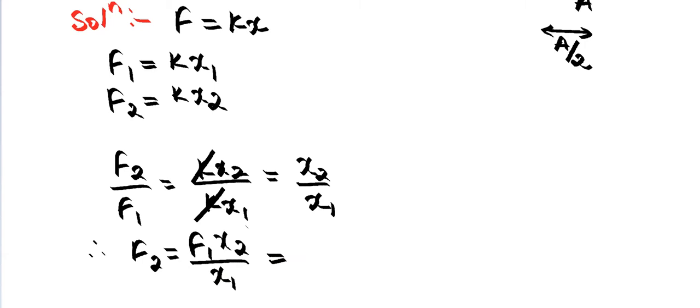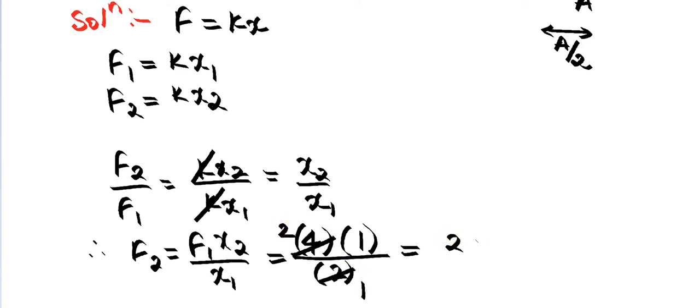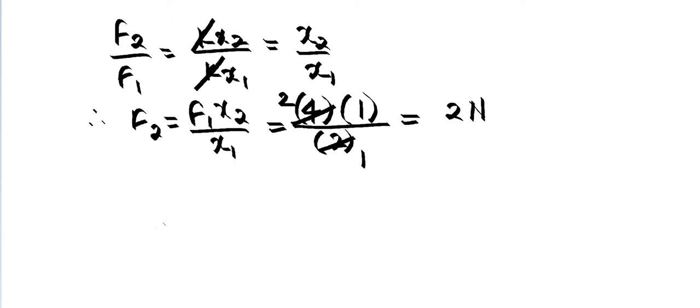So just substituting the values of F1, x2 and x1. F1 that they have given us is 4 Newtons. x2 is the second reading that we took, that was 1 centimeter, midway between mean position and extreme position, and x1 is 2 centimeters. So 2 ones are 2, 2 twos are 4, and the answer is 2 Newton. Since the unit of force is Newton, we write it as F2 is equal to 2 Newton.